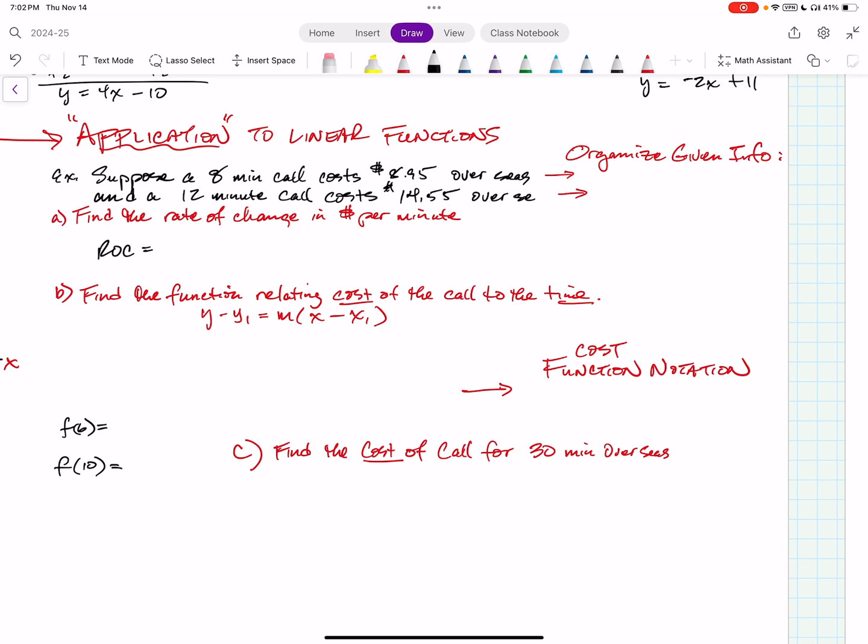So here we go. Suppose an 8-minute call costs $8.95 overseas, if you call, say, someone in Europe. And a 12-minute call costs $14.55 overseas. Find the rate of change in dollars per minute. Find the function relating the cost of the call to the time.